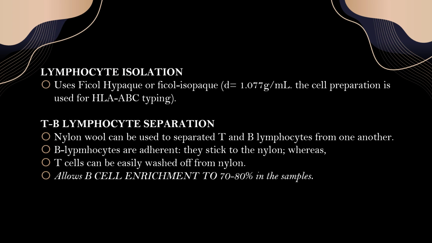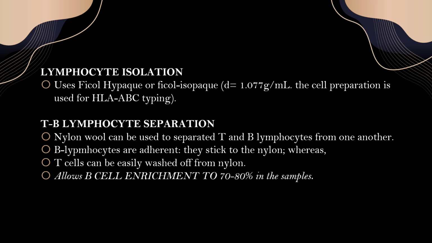We also have here two more procedures involved in HLA: the lymphocyte isolation and the T and B lymphocyte separation. As for lymphocyte isolation, this is done by using Ficoll-Hypaque or Ficoll-Isopaque with a density gradient solution of 1.077 grams per milliliter. And this cell preparation is the one we utilize for the HLA-A, B, C typing.